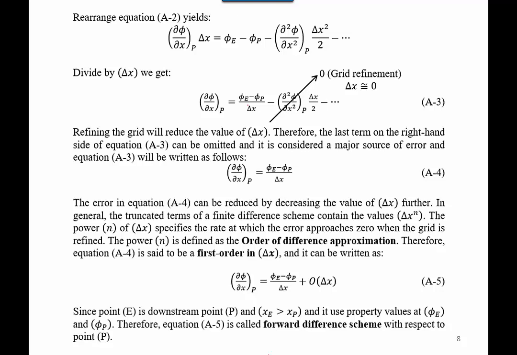Since point E is downstream of point P, and x at the east point is greater than x at point P, and it uses the property values at phi east and phi P, therefore equation A5 is called the forward difference scheme with respect to point P. In equation A5, we are calculating the first derivative of phi at point P, and we are only using phi at this point big P and phi at the point next to it, or forward to it, which is phi at big E. Therefore, it is called the forward difference scheme.